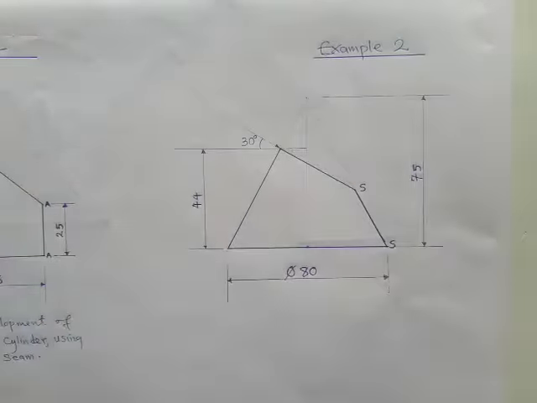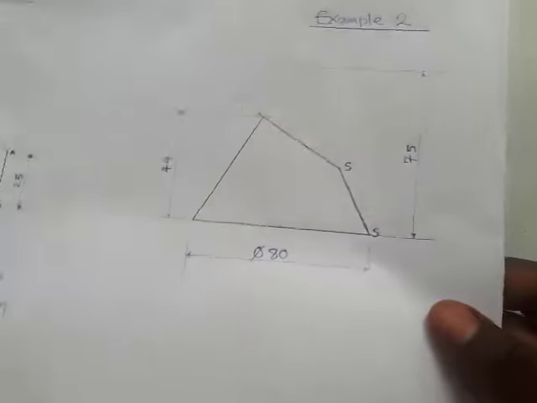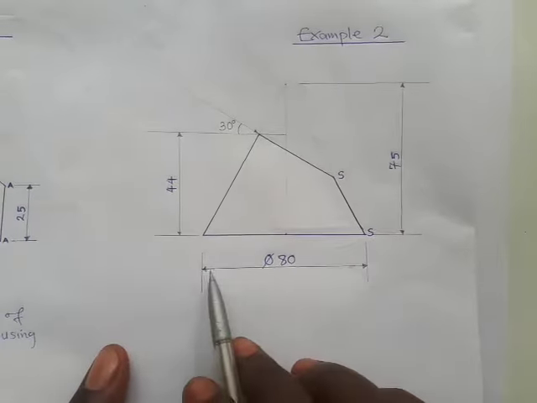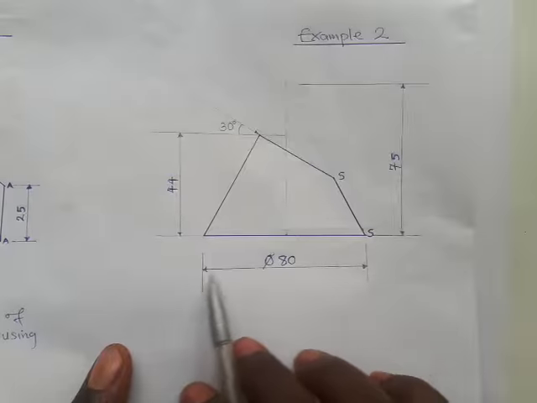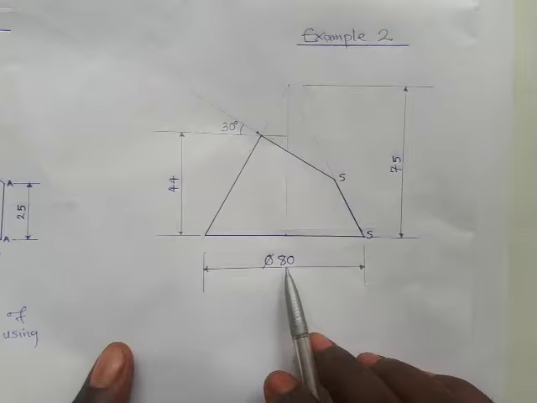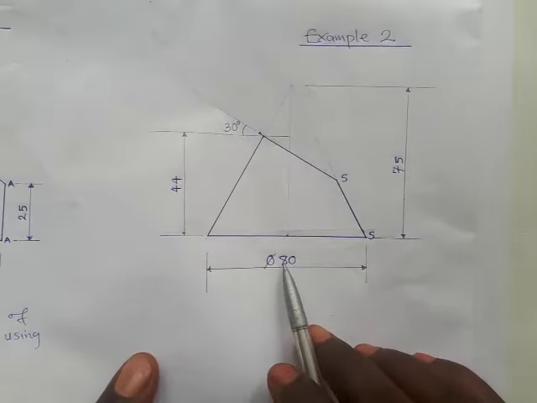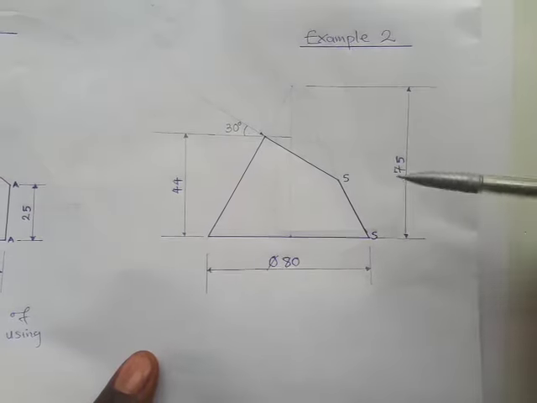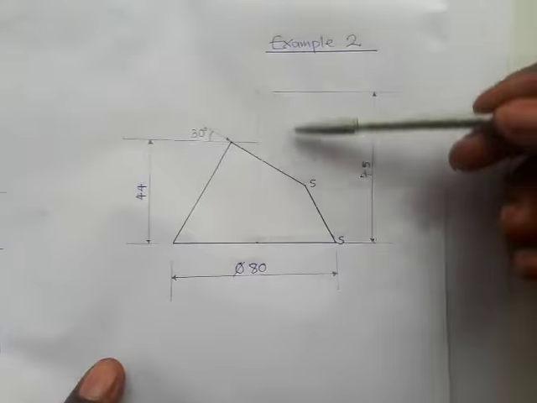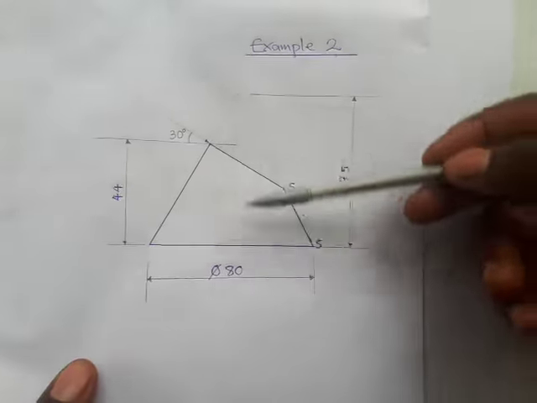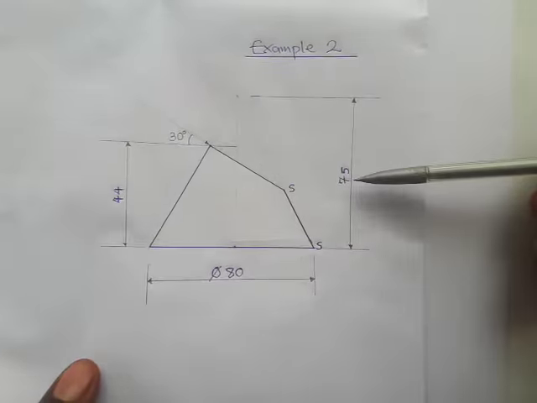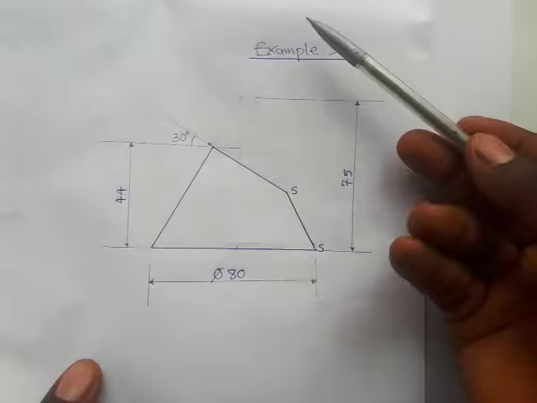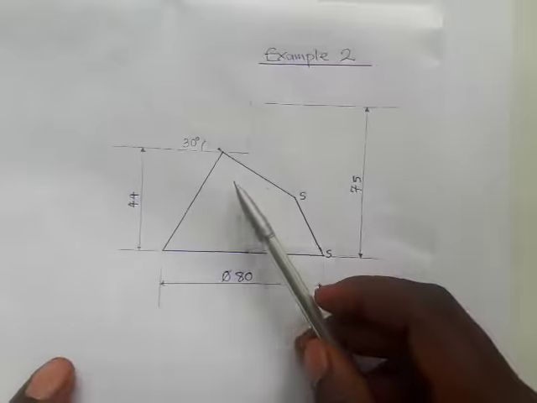So let us take a look at the details that have been given. Here, the diameter of the cone, that's the circular base, is 80 mm. That means the radius would be 40. Now the total height of this cone is 75, but remember, part of it has been removed. It has been cut off.